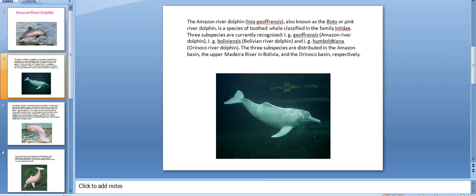The Amazon River Dolphin, also named Inia geoffrensis, also known as the Boto or Pink River Dolphin, is a species of toothed whale classified in the family Iniidae. Three subspecies are currently recognized: geoffrensis, Amazon River Dolphin; boliviensis, Bolivian River Dolphin; and humboldtiana, Orinoco River Dolphin. The three subspecies are distributed in the Amazon Basin, the upper Madeira River in Bolivia, and the Orinoco Basin respectively.